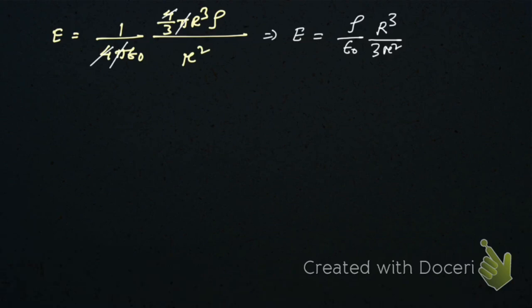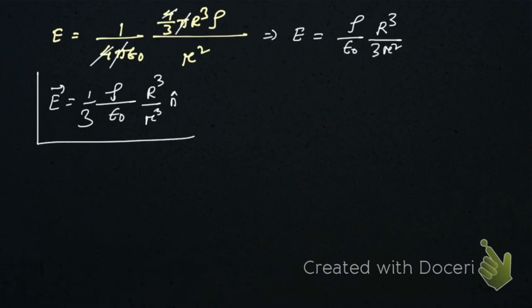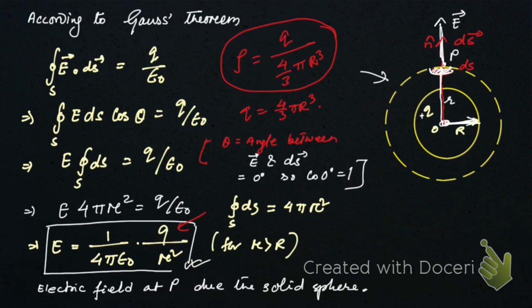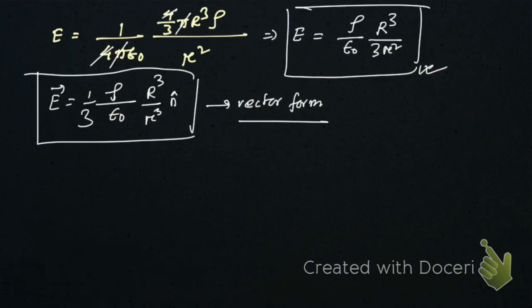Okay, so you can express this in vector form as well. E vector is rho by epsilon naught, you can write the 1 by 3 here, and capital R cube by small r cube and unit vector n cap. You can write that way also. This is the vector form, and this is the scalar form. So you can write the expression this way also and this way also. This is also correct.